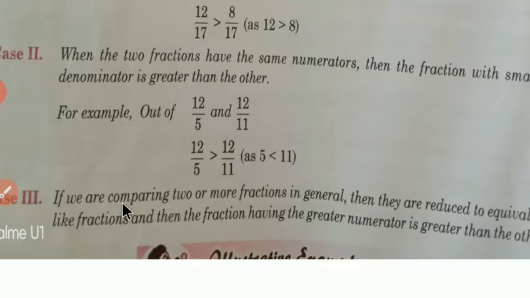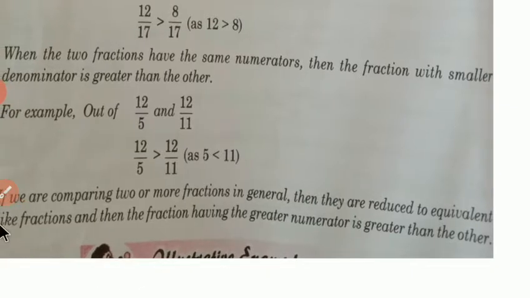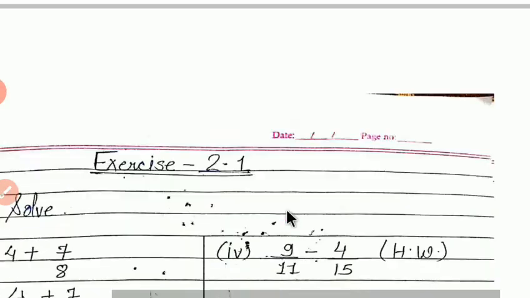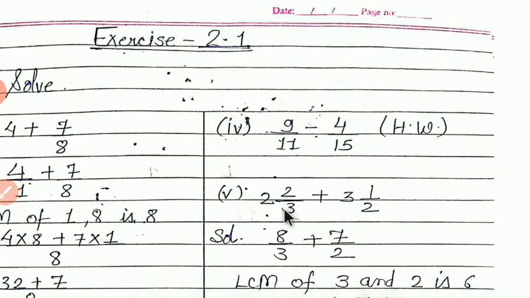Then case 3, if we are comparing two or more fractions in general, then they are reduced to equivalent like fractions, and then the fraction having the greater numerator is greater than the other. If in any fraction the numerator and denominator both are different, first we will make the denominators equivalent, after that we will compare the numerators. So we will see this case in our exercise questions. Now we'll start our exercise 2.1.